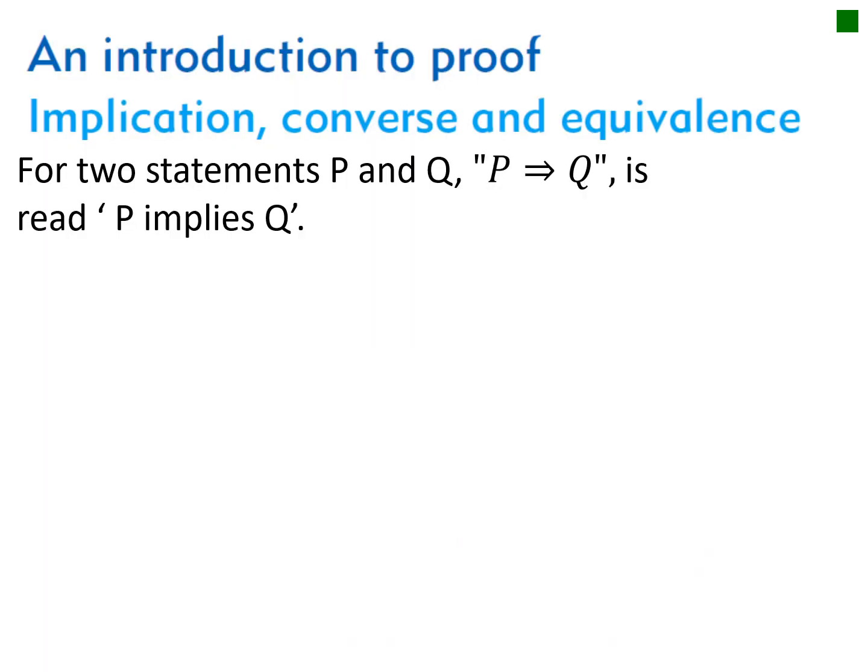Okay, let's begin with statements of implication. So essentially they're if P then Q kind of statements that we have to prove. So we codify it as, for two statements P and Q, P double-line arrow Q is shorthand for P implies Q. So if P, then Q.